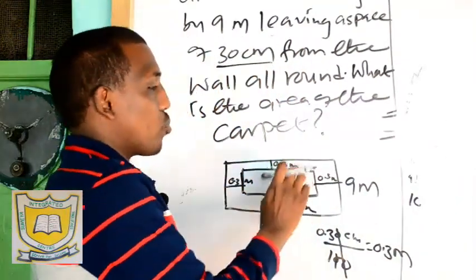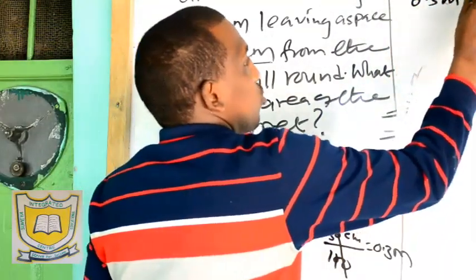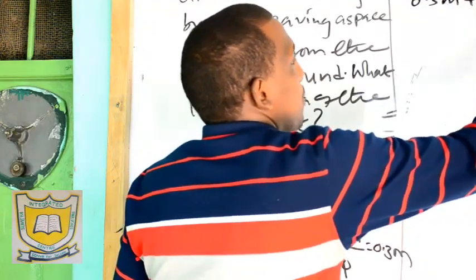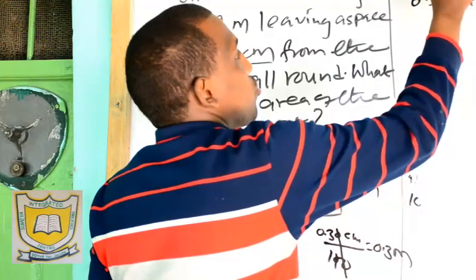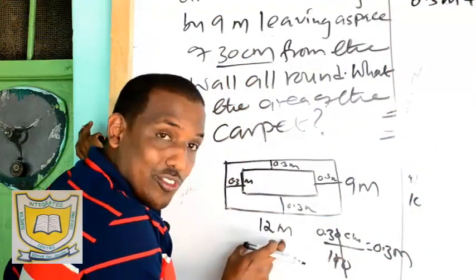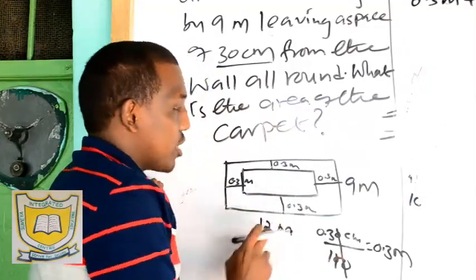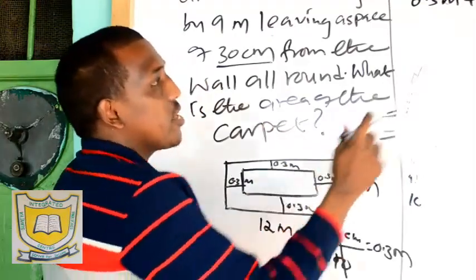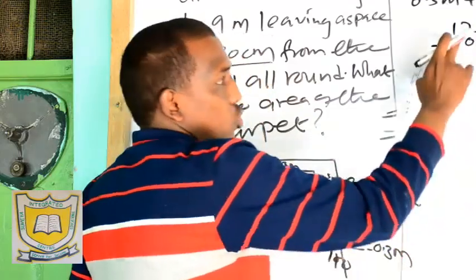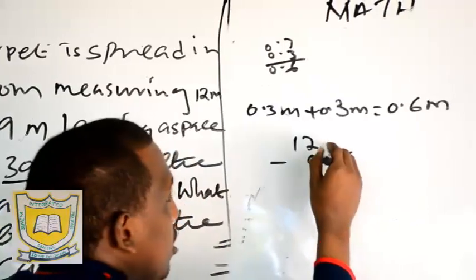We say 0.3 meters plus 0.3 meters. So you get 0.6 meters. When you add 0.3 plus 0.3, you get 0.6 meters. So what we do now, we subtract from this 12 to get this one. Whenever you want to get the length of the smaller one, you add the margins, then you subtract from the length. So we say now 12 minus 0.6. This one has no decimal, we introduce the decimal.